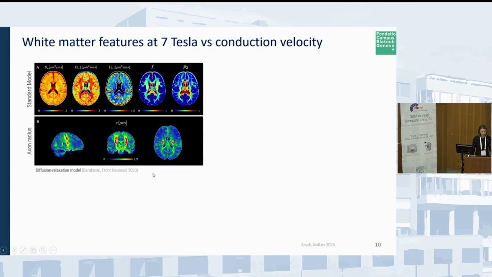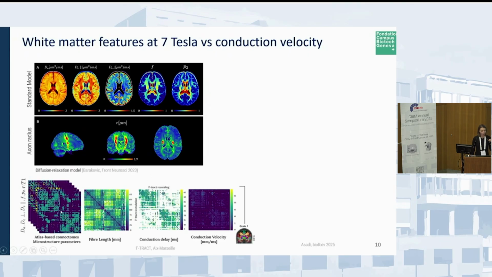And so combining these microstructure features, basically we measure them along different white matter bundles. And in parallel to that, we have a measurement of conduction velocity in some of these bundles by combining invasive EEG measurements of delays with fiber length. This F-Tract data set is made available by Aix-Marseille. And so now we try to see how the microstructure can predict conduction velocity.